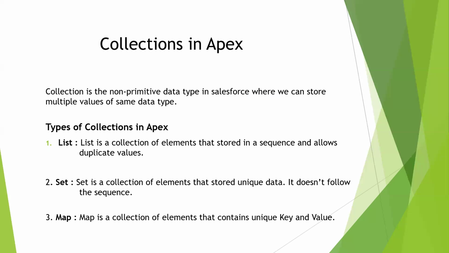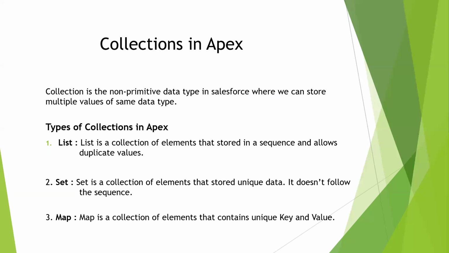A list is a collection of elements that is stored in a sequence and allows duplicate values. Let's understand with an example. Suppose you are making a list of gold items: number one is ring, number two is chain, number three is again ring. So order matters here, and duplicate items are allowed. We can write the same item many times, but the order in which we store the values matters in the list.